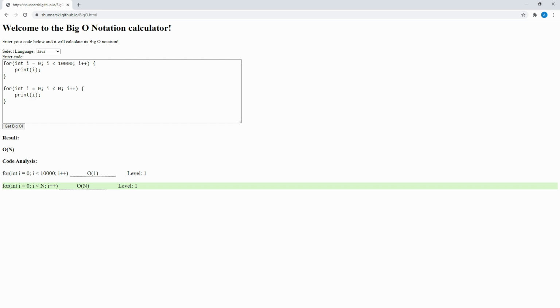So if we look at this code analysis breakdown, we see that this for loop is producing a constant time because the number of computations will always be the same. And this for loop is producing a linear time because we're iterating over a variable set of numbers.